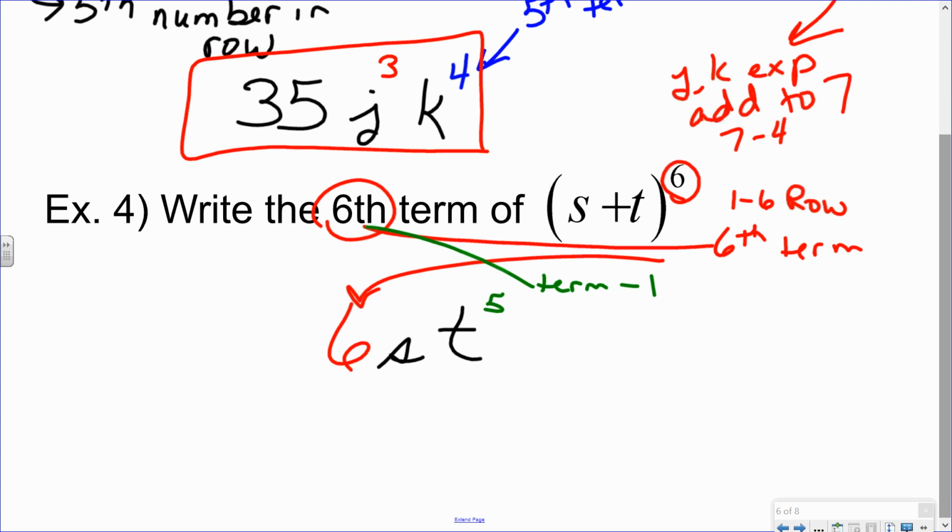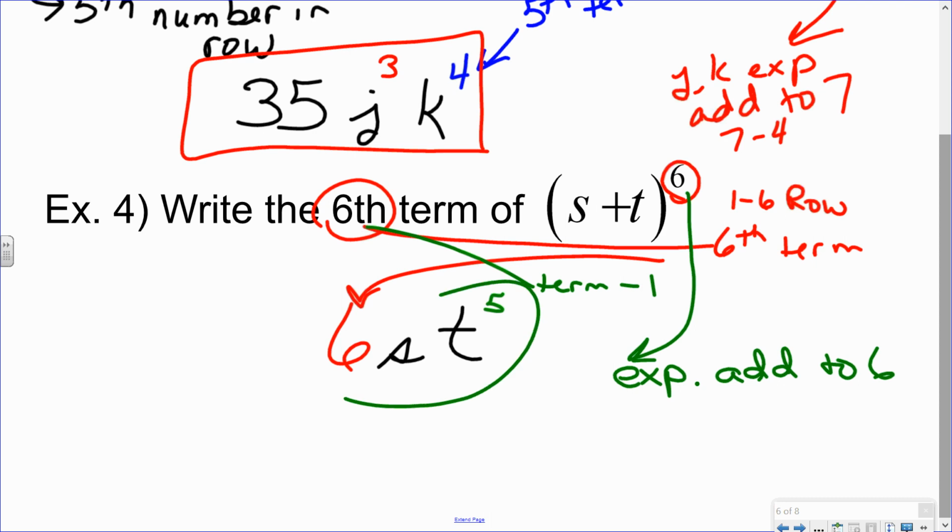Callum, what about my S exponent? Why does it have to be 1? So the exponents have to add to this 6. 5 plus 1, which I can write, or I can leave the invisible 1 in there. Any questions on what we've talked about today?